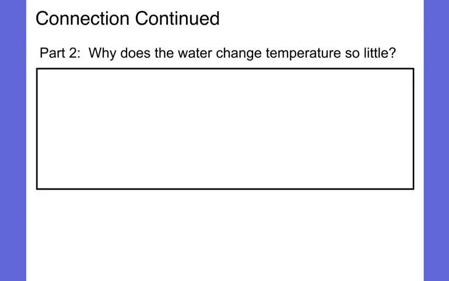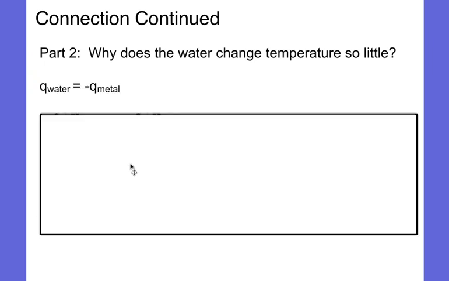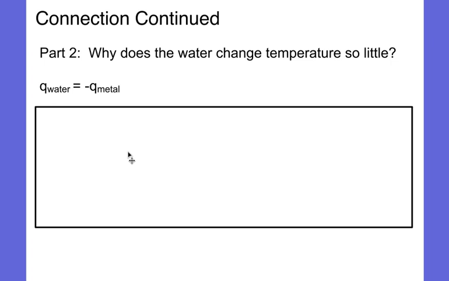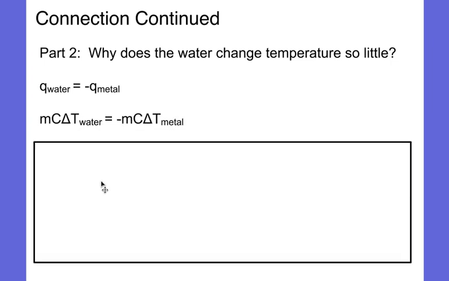For the second one, why does the water change temperature so little compared to the metal? Again, we can see that the amount of heat coming into the water, because the metal was hot, has to be the same as the amount of heat that's leaving the metal. So again, we can plug in what we know about these substances: mass times the specific heat of water times the temperature change of water is equal to what's coming out of the metal.